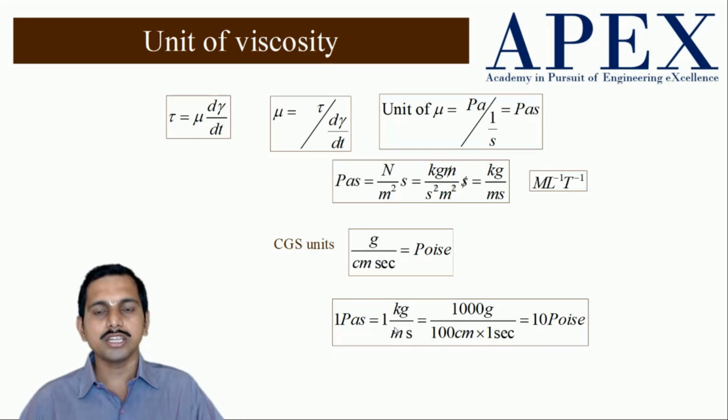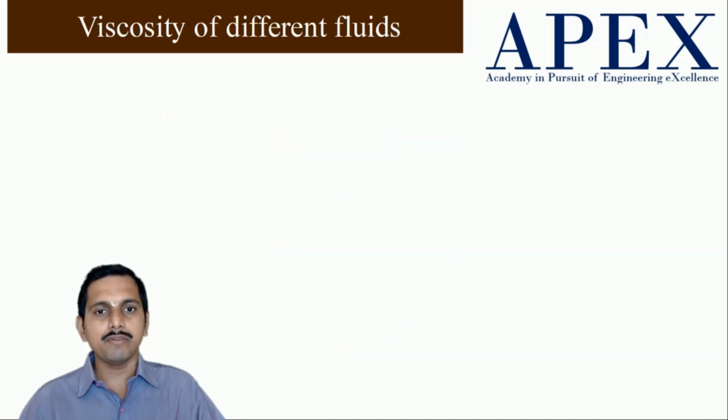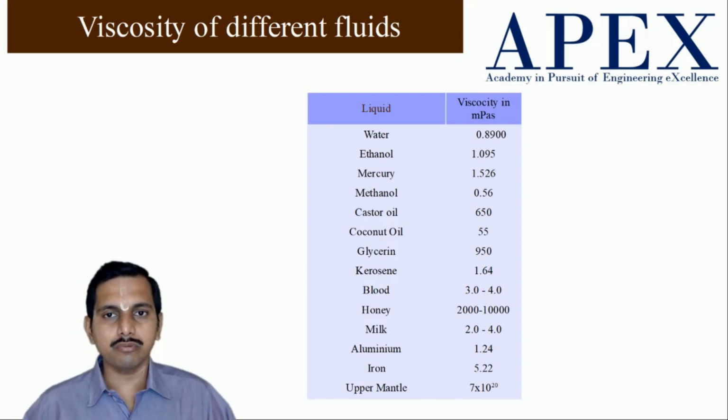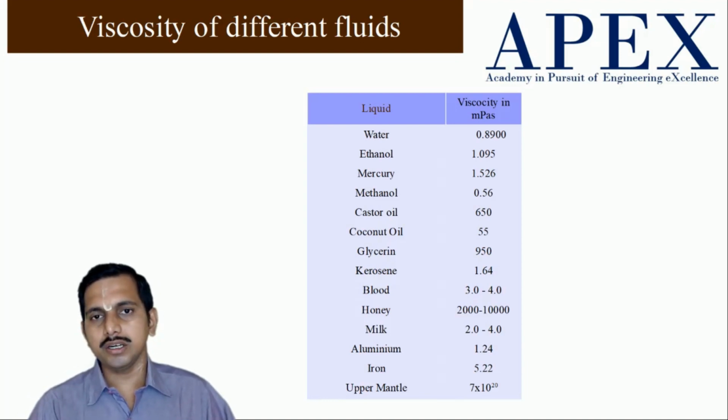Now let us see the viscosity of some of the commonly occurring fluids. When we say fluids, fluids can be gases or liquids. Gases and liquids, the viscosity varies by a great amount. So we will see all these things. Initially we will see viscosity of liquids. In case of liquids, viscosity is generally measured in terms of millipascal second. Now 1 millipascal second is actually equal to 1 centipoise.